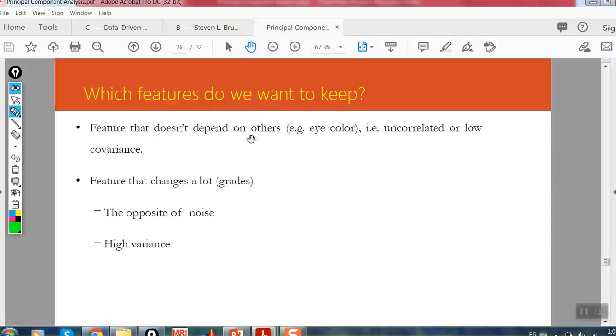Features that don't depend on others, for example, eye color. It means they are uncorrelated, and the features have low covariance. And features that change a lot, for example, the grades. Okay.